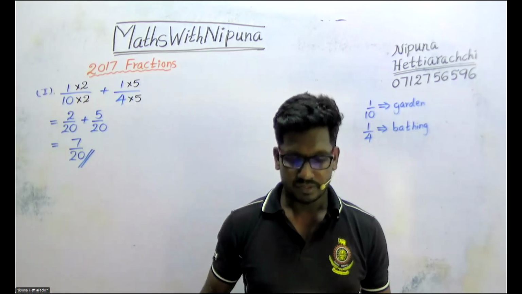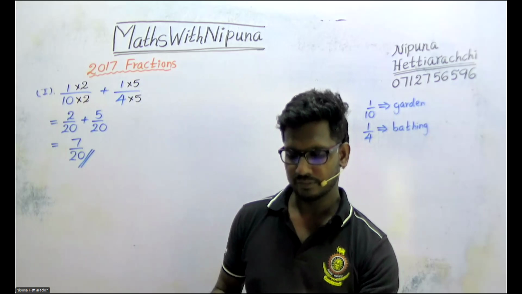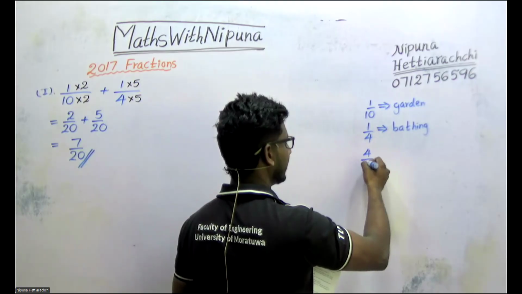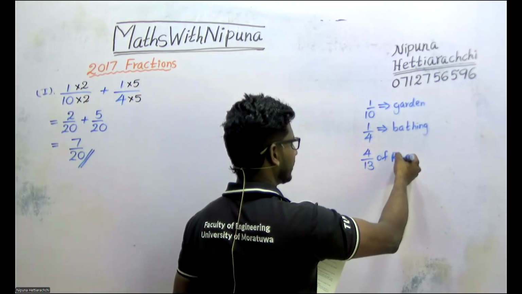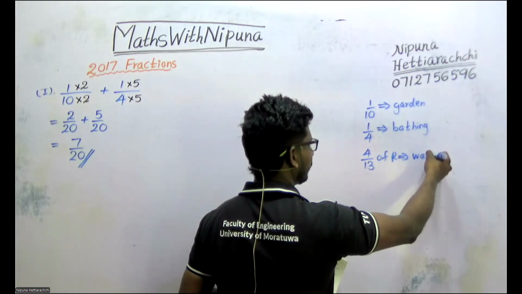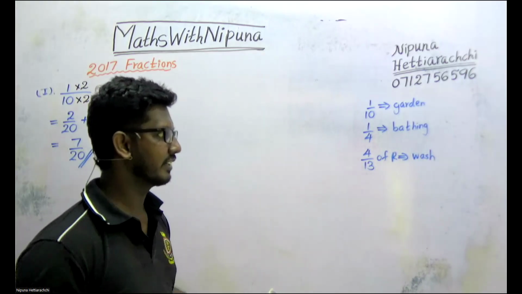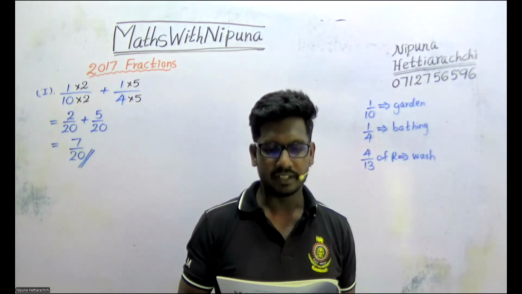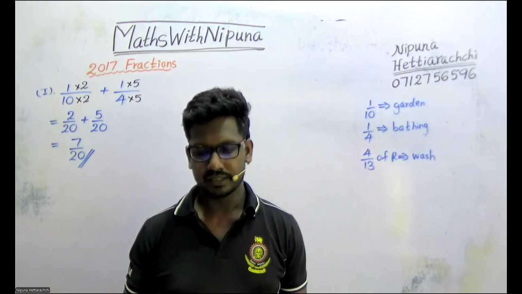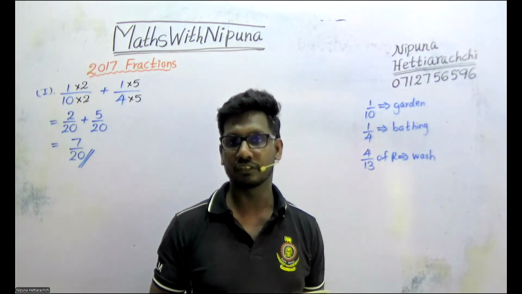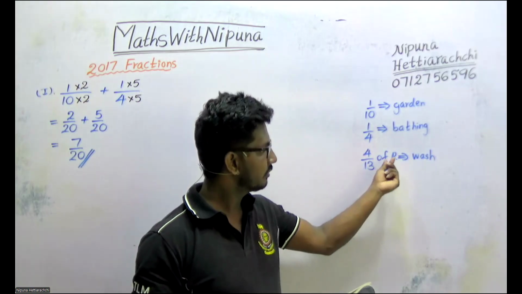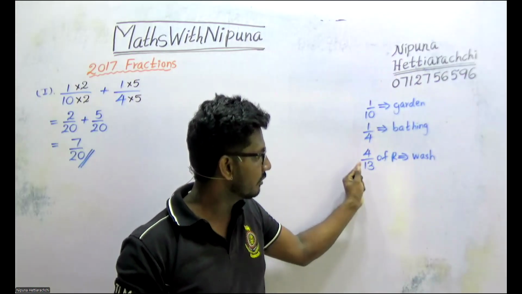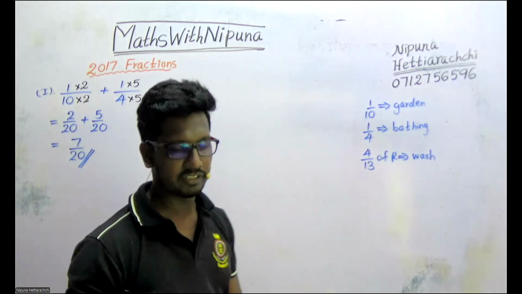Then of the remaining water in the tank, 4 out of 13 is used to wash clothes. 4 out of 13 of the remaining. I will write it in short form, wash. They're asking to find what fraction of the water in the completely filled tank is used to wash clothes. Now this portion is from the remaining water. They're asking about the total tank, which portion has been used for washing clothes.